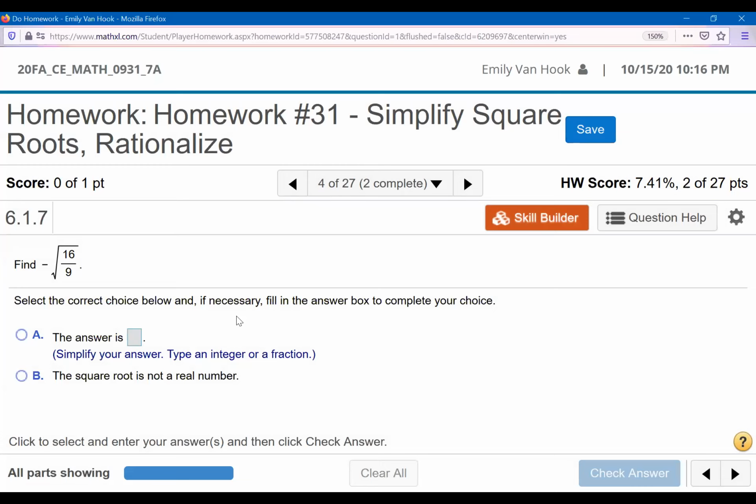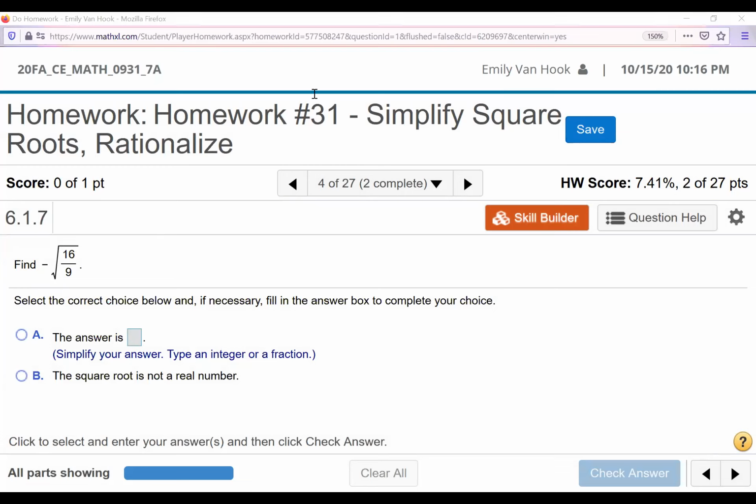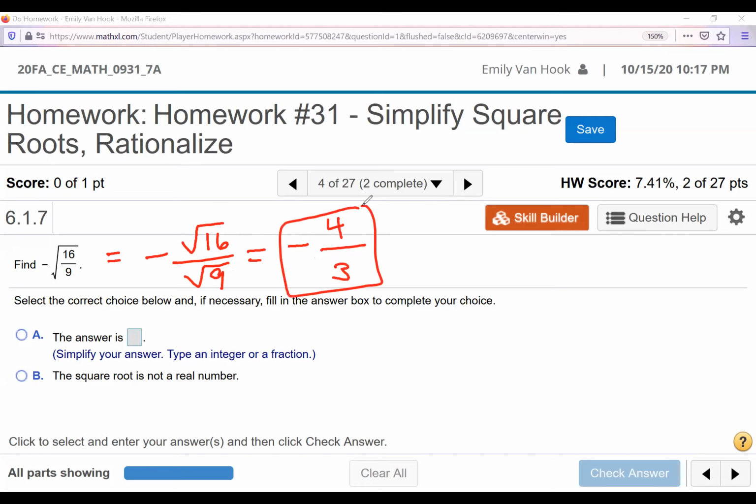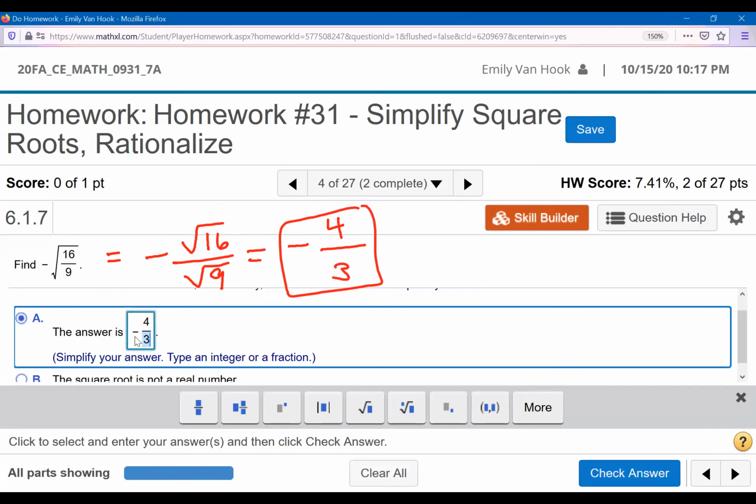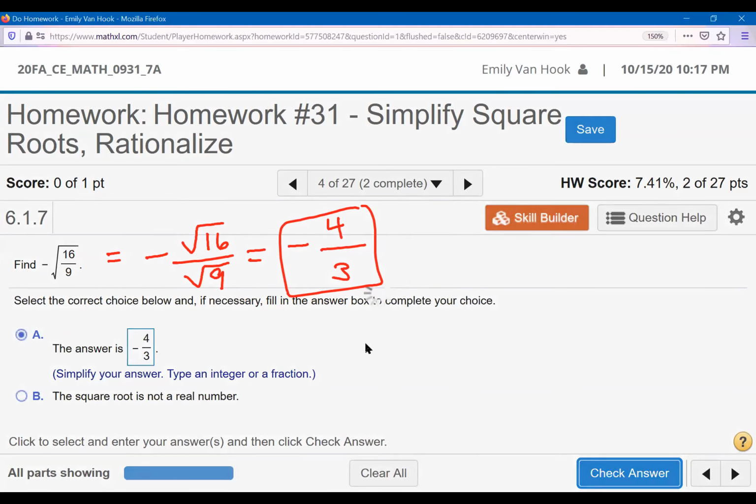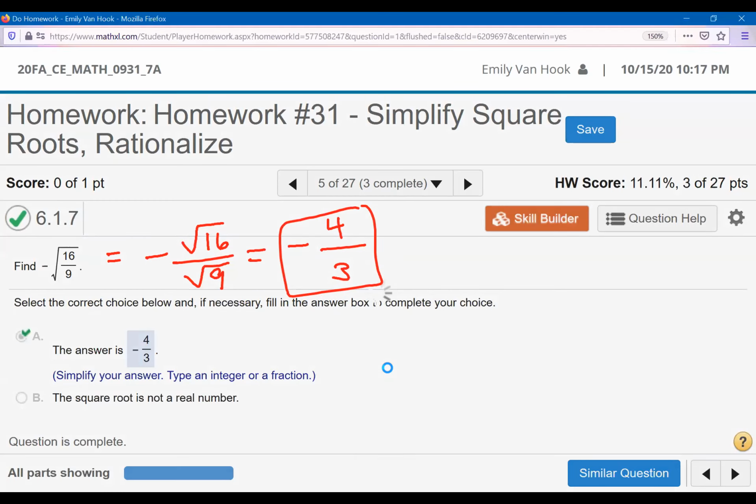All right, now we see our first fraction question. This is number 4. Find negative square root 16 over 9. Okay, now remember, keep the negative on the outside if it's there. That's fine. That means our answer will be negative. If we split this apart into square root of 16 over square root of 9, then we can simplify. The square root of 16 is 4 over, and then the square root of 9 is 3. So our final answer here would be negative 4 over 3. All right, that was number 4.